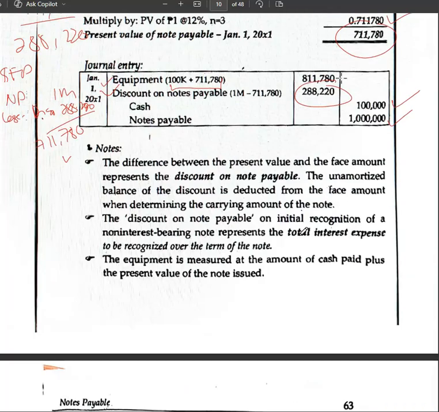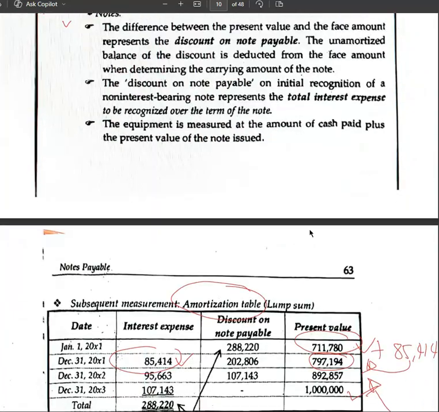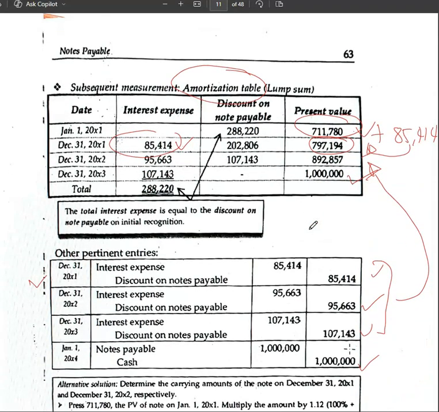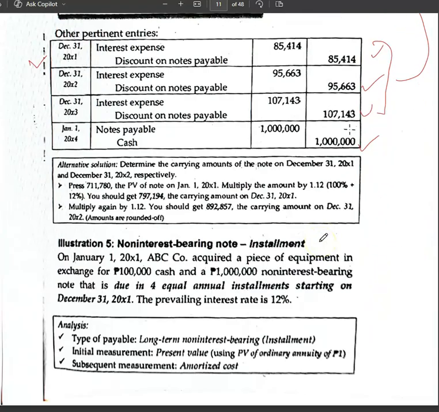So, alamin mo lang kung paano mag-compute ng present value, that's your beginning. And then, alamin mo kung paano mag-prepare ng amortization table. Then, for the amortization table, you will know, simple as fast as that, if your amortization table is correct. And that begins at the computation of the present value. And that's how it is. Okay? Hope that you get it. So, on the next illustration 5, we are going to compute the non-interest bearing note, but at this time, this is installment. Okay? More complicated.